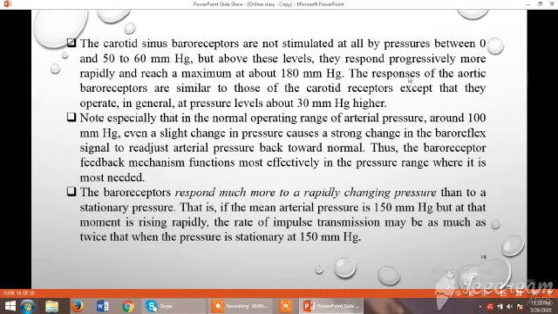This paragraph I just told you is most important. You need to understand this very much. Especially in the normal operating range of arterial pressure, around 100 millimeters of mercury, even a slight change in pressure can cause a strong change in the baroreceptor reflex signal to readjust arterial pressure back to normal. So the baroreceptor feedback mechanism acts when the pressure rises, bringing it to the normal level. Again, when it falls, the baroreceptors are inhibited and the response brings the pressure back to the normal level.